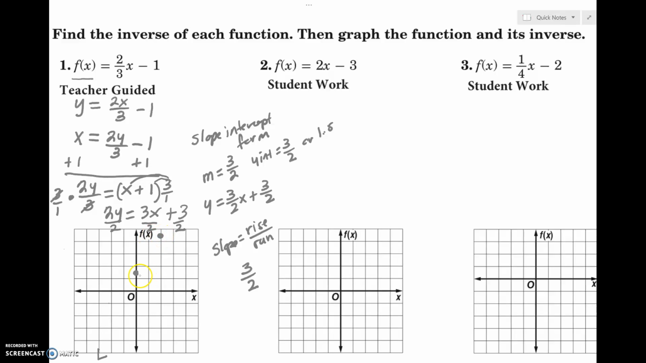We can also go in the other direction by going down 3 units, 1, 2, 3, and then we go 2 units to the left, 1, 2. If you like, you can repeat the process, 1, 2, 3, and then over 2. At this point, this is discrete data, so we have to connect the points to make it continuous. And the parent function for this equation is a linear equation.